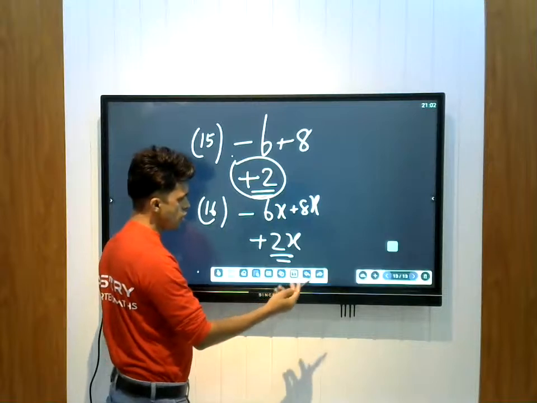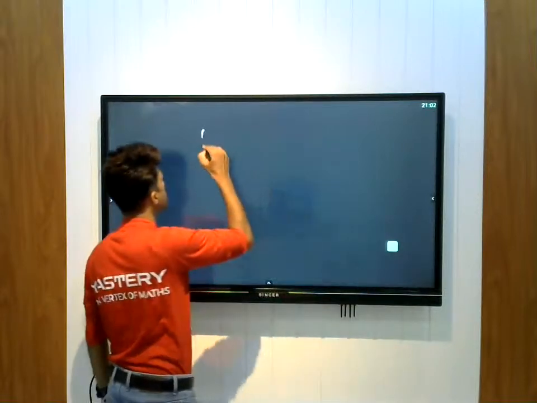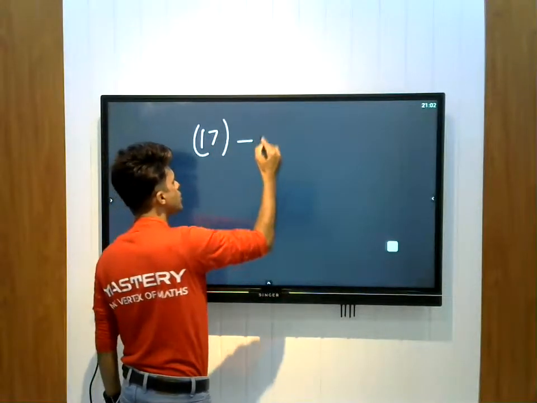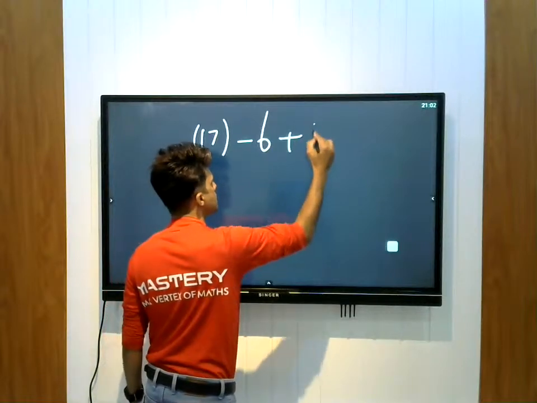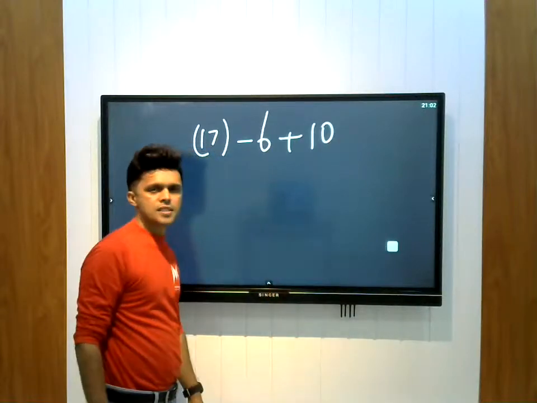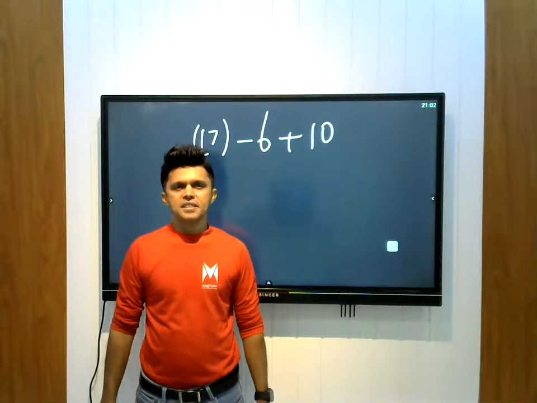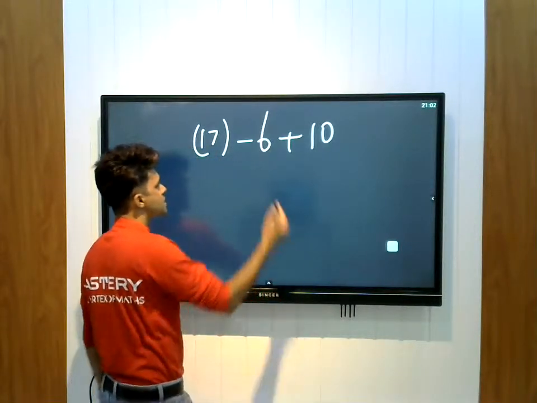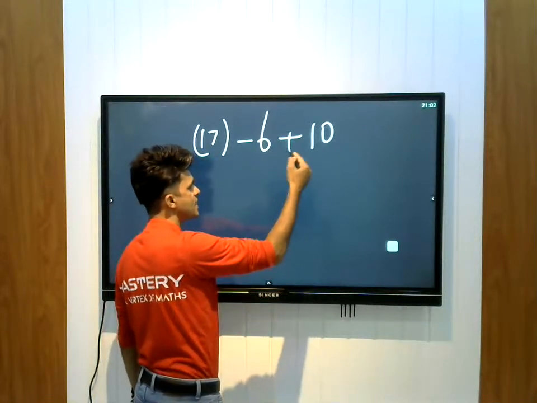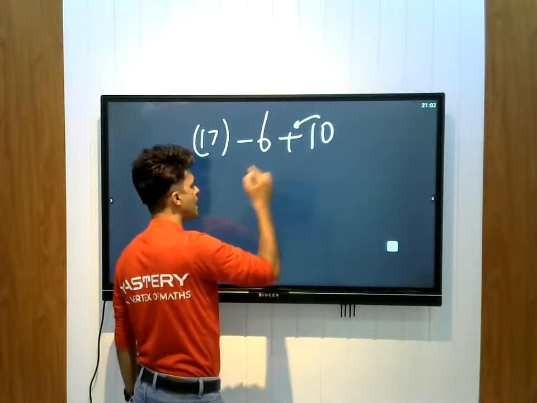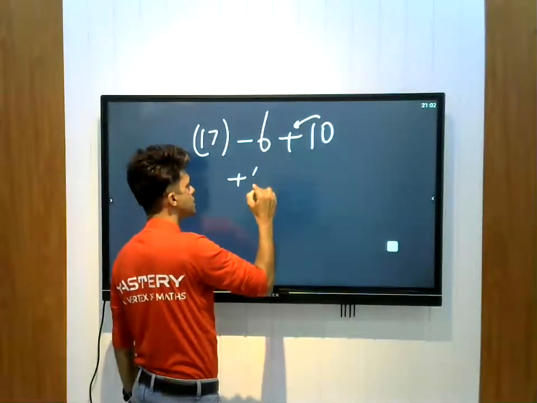So how can you do the 17th question? This type of one. Minus 6 plus 10. What should be the answer here? The greater digit is 10, the sign opposite to the greater digit is plus. 10 minus 6 is 4.